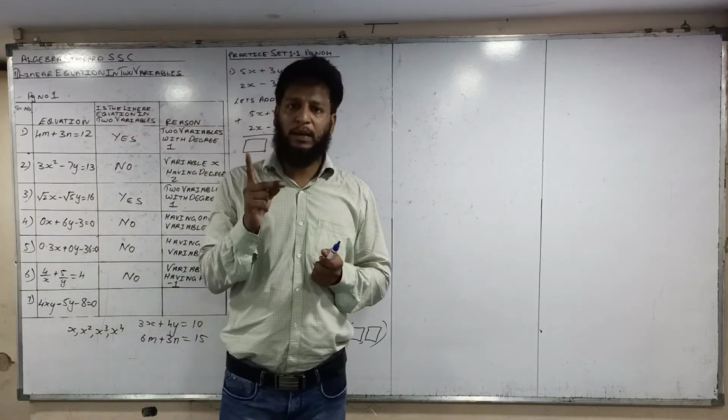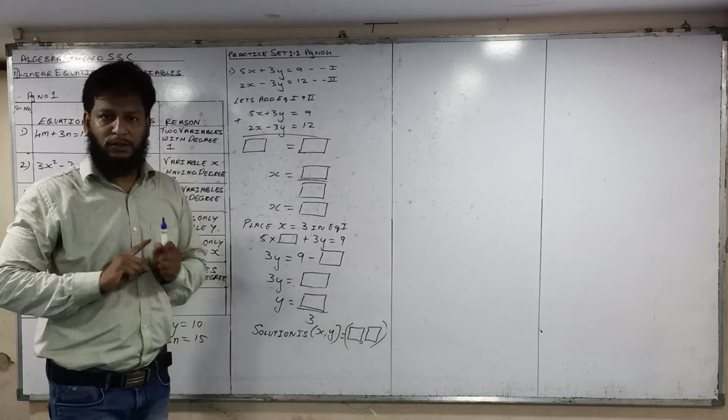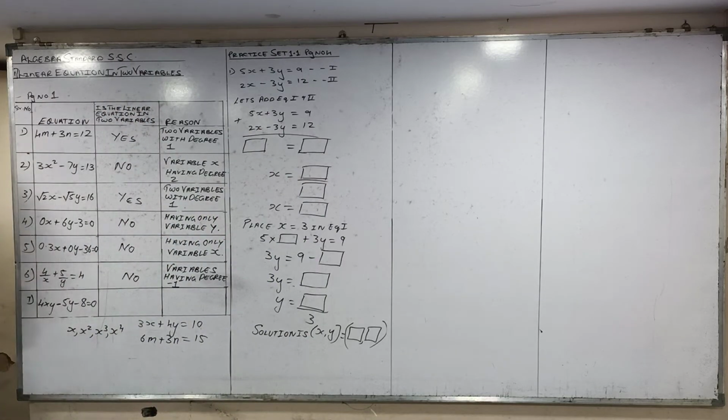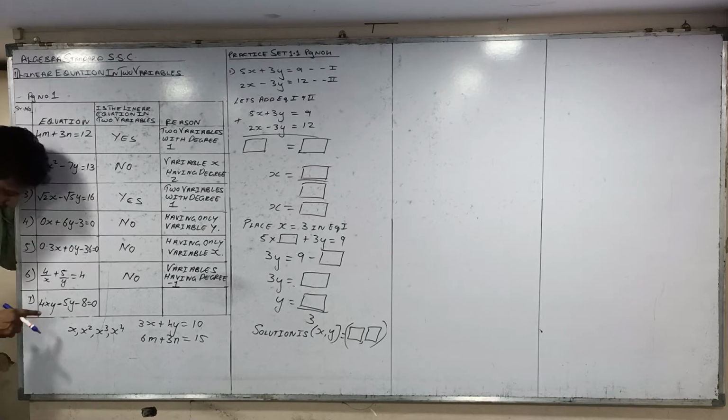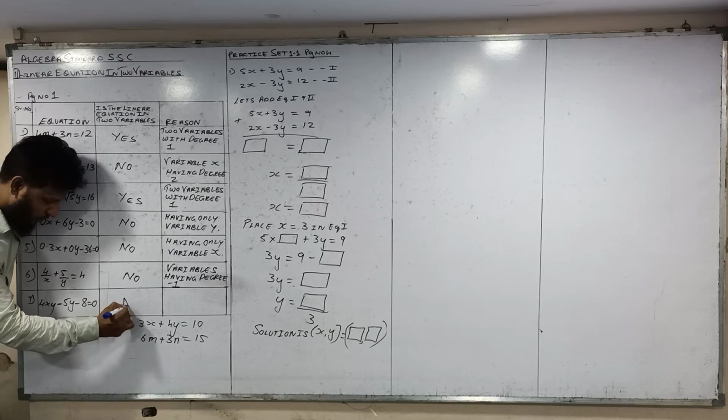There should be two variables with degree 1. Okay, not minus 1, not raised to 2, 3, anything, but only two variables and degree 1. In this also, two variables x and y, but here xy together, that means x has degree 1, y has degree 1. So it will become 2. Okay, so this is also no.